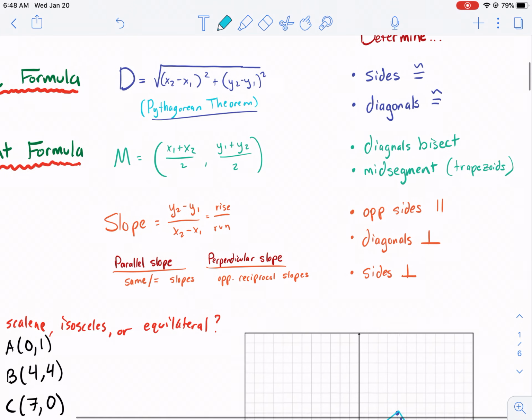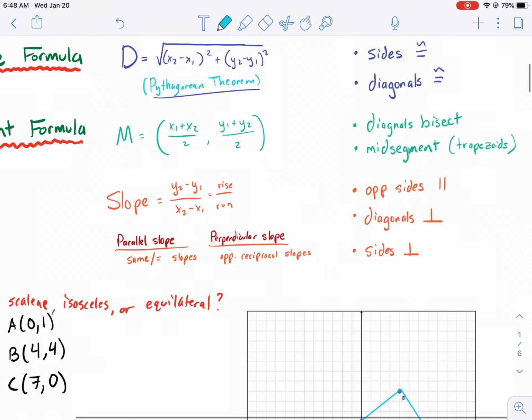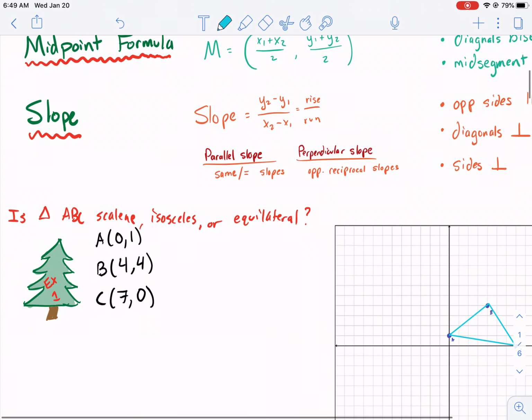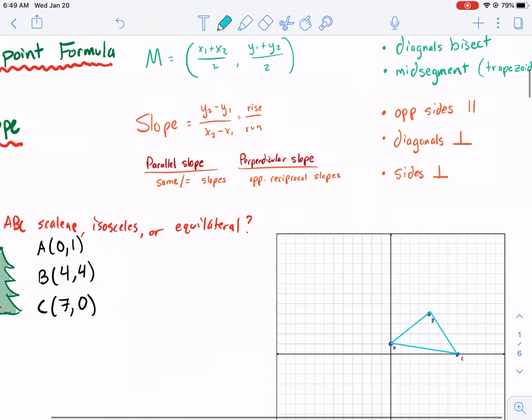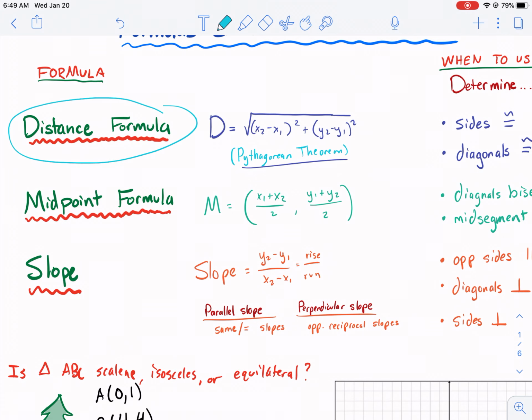Well, I don't really care about diagonals. Triangles don't even have diagonals. I don't need to know about a midsegment, and I don't need to know if opposite sides are parallel or perpendicular. It's not asking for a right triangle, so I don't care about sides being perpendicular. All I care about is what are the side lengths. And if I'm looking for side lengths, the key word there is length. Anytime I'm looking for length, I need to use the distance formula.